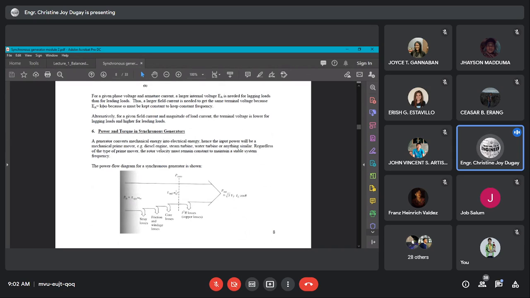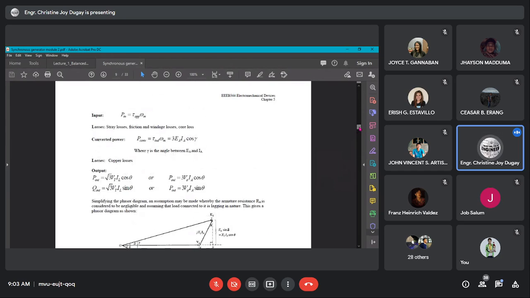Before it is converted to electrical, we have stray load losses, friction and windage losses, core losses, and P-converted. And before it converts to P-output, we have the I squared R, which is what we call the copper losses. Our P-out can be calculated as square root of 3 V terminal multiplied by I line cosine theta.